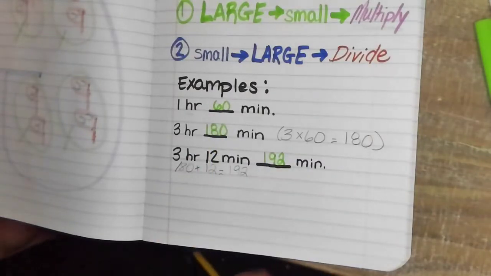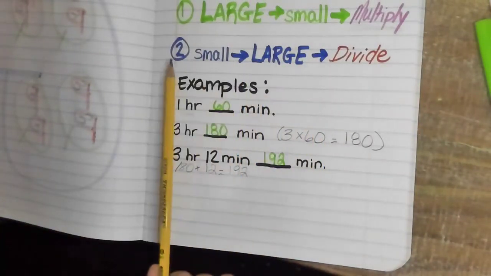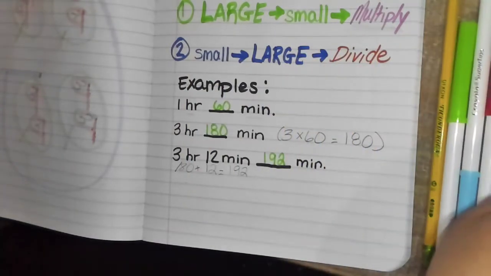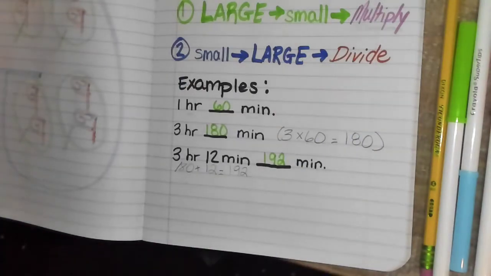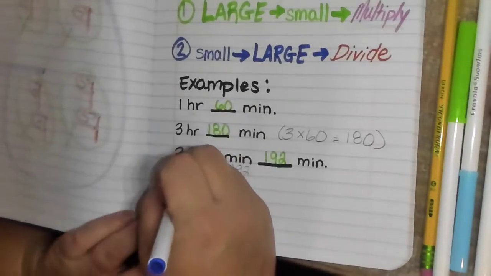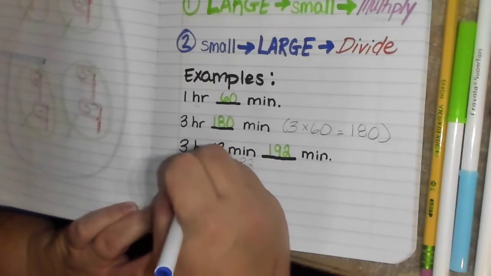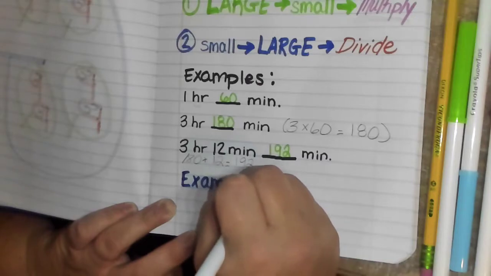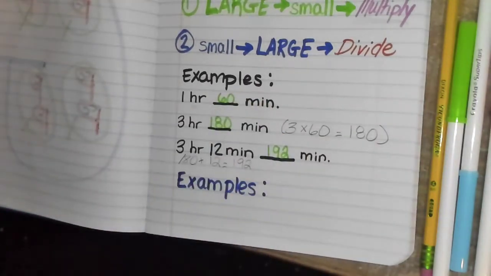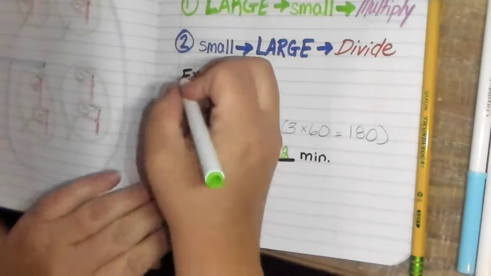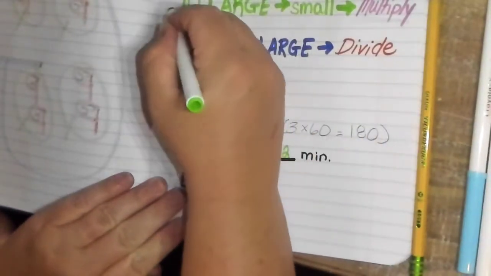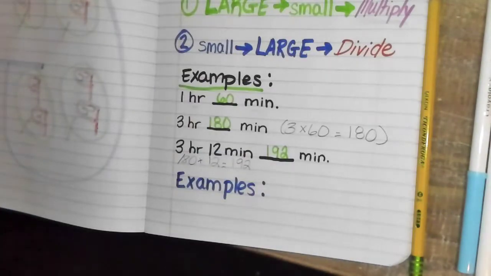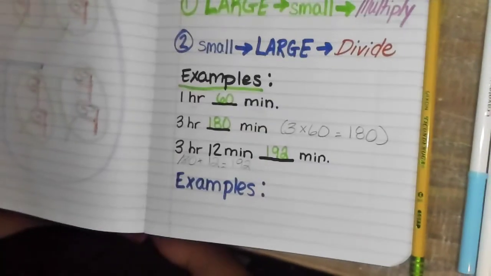Okay, now let's work some problems like number 2, where we're going from a smaller unit to a larger unit. Okay, I'm going to write examples in blue. I guess I should have written this examples in green. I'll just underline it so you know that these examples go with this one and these examples go with this one. Okay, so let's work backwards.